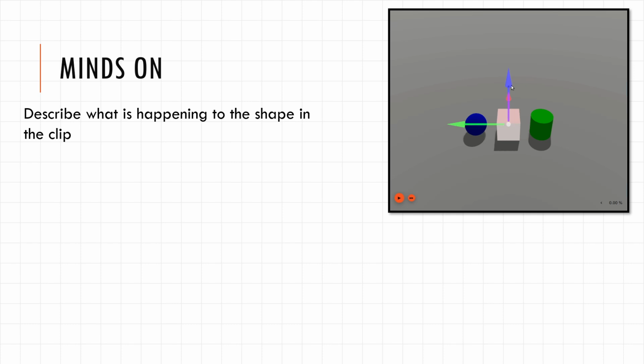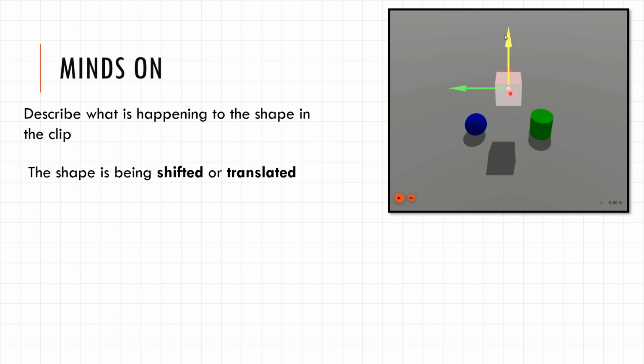To start us off today, I'll invite you to think about what is happening to the shape in this clip. Can you describe this transformation, how the shape is being transformed, just using some basic words? Well, one of the ways that I would describe it is that it seems like it's being shifted up, down, to the left, to the right. Another way to describe that would be translating. To move something in such a way that it does not get distorted or rotated is called translating.